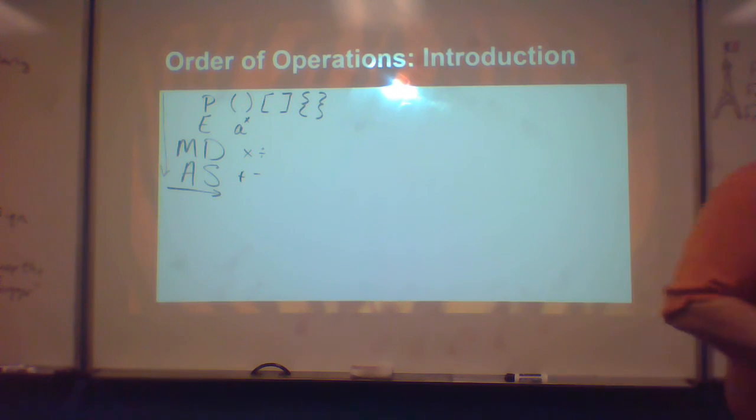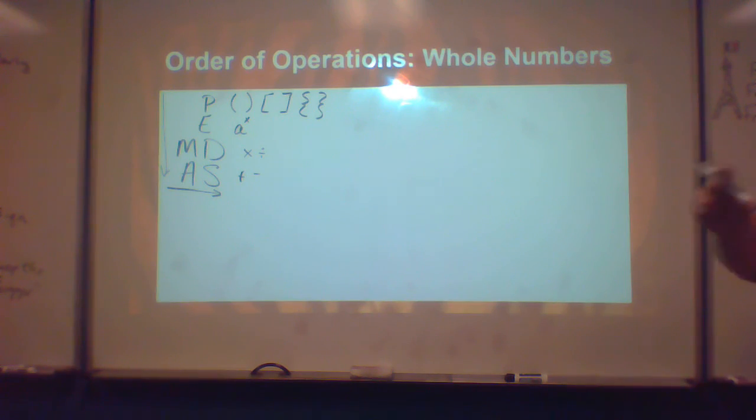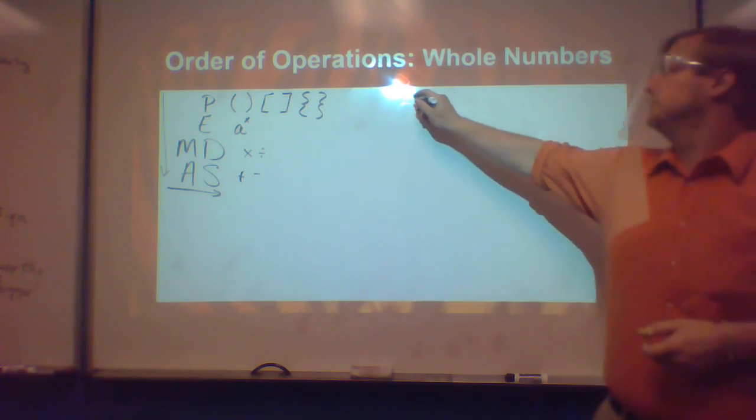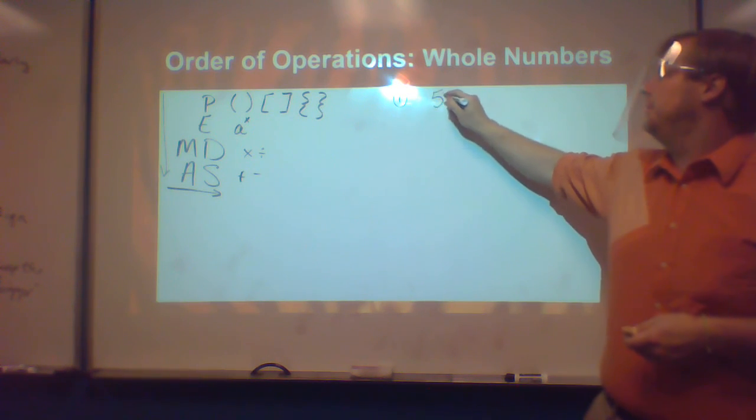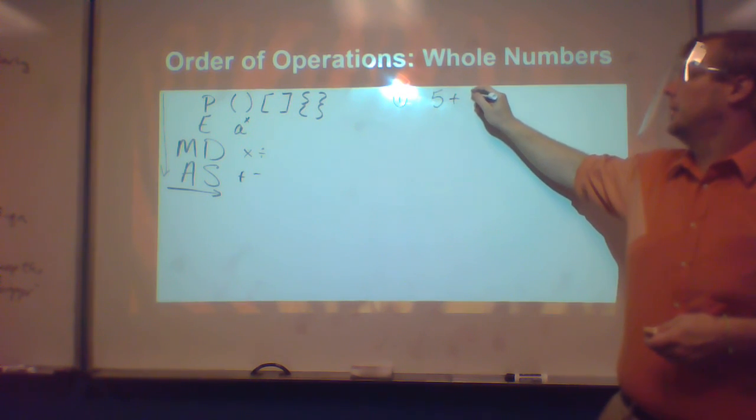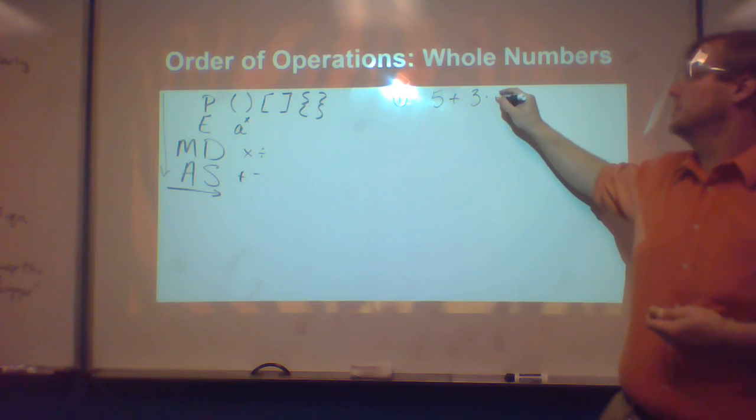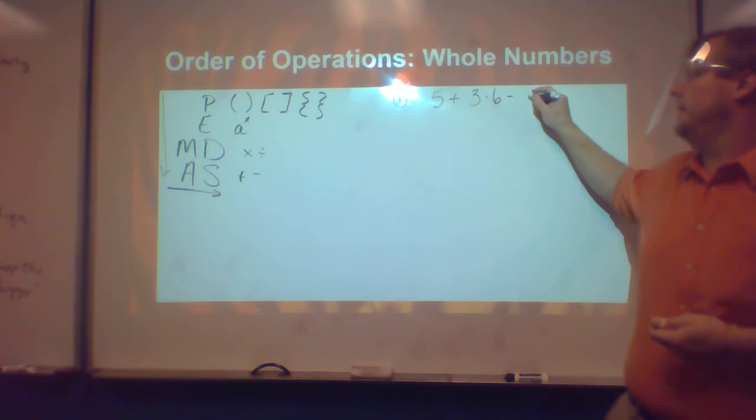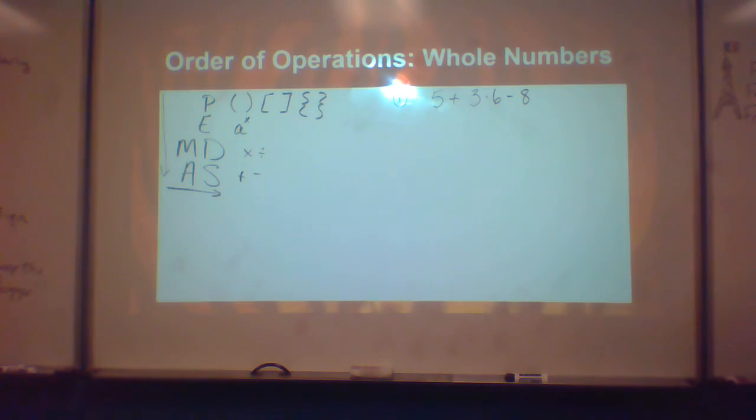Kind of? Okay, let's look at an easy problem. This one's going to be super easy. We're just going to use whole numbers, no negatives. Here it goes. And this is the first example. Let's say I do 5 plus 3 times 6 minus 8. Now I'm going to use two different colors here.